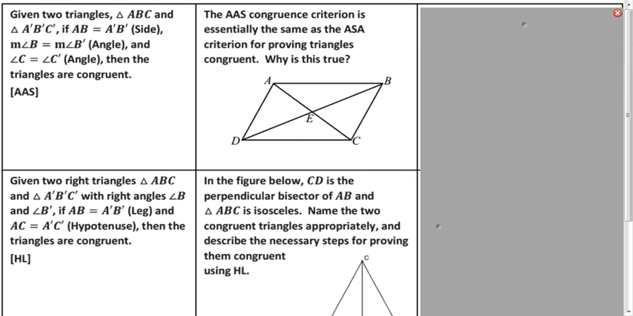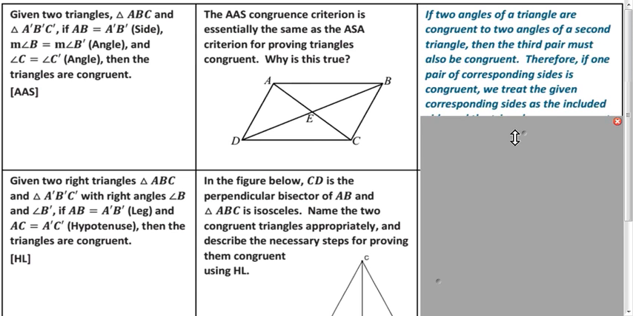Angle, angle, side. So we learned in the lesson that angle, angle, side is really the same as angle, side, angle. So why is that true? Think about that for a moment. Well, here's the explanation. Basically it has to do with the fact that you know that the third pair of angles are congruent when you have two of them congruent.